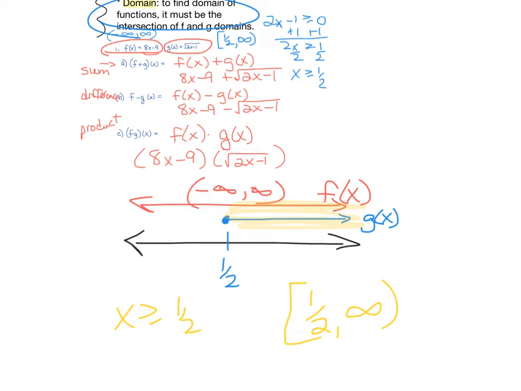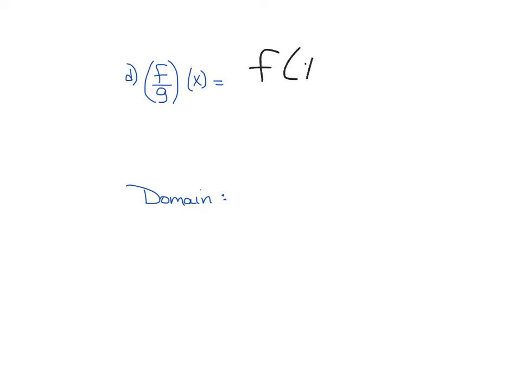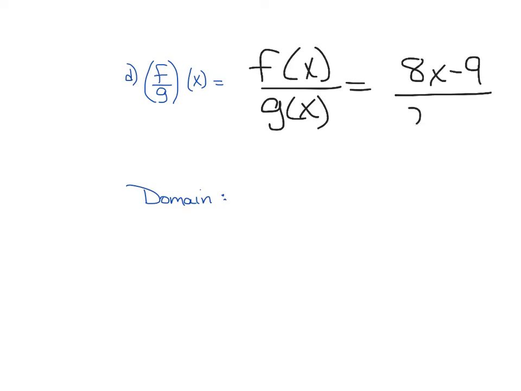So let's try example D. So far we've added, subtracted, and multiplied. Now we're going to apply the quotient, or we're going to try to divide these functions. So again, by definition, it's f of x divided by g of x. And again, I'm going to just write my f of x function on the top and my g of x function in the denominator. And again, that's how you would leave it. However, let's try to find the domain of this thing.